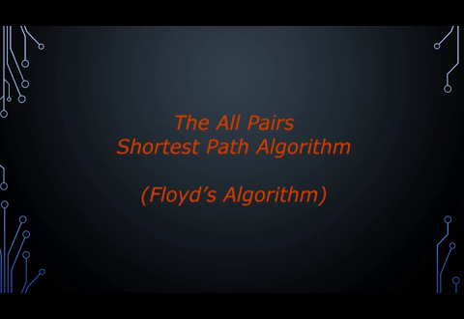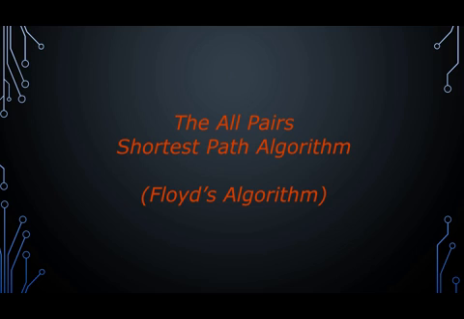In the previous session, we learned one of the network optimization problems, called the single source shortest path problem, which was solved using Dijkstra's algorithm. Now we will be looking into another problem called the all pairs shortest path problem. This problem is solved using Floyd's algorithm.